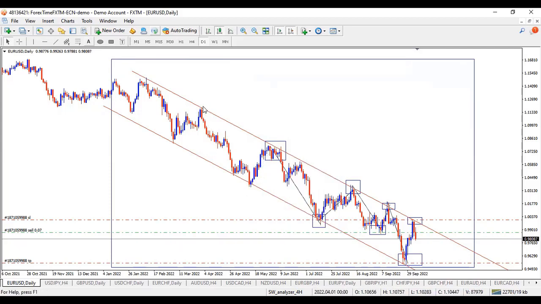So it's going to the channel resistance and coming to the channel support, going to the channel resistance and coming to the channel support. Until price actually breaks out of this channel, it is still in this channel, until we see it breaking out either to the lower side or to the upper side. But we can clearly see that it's been moving in this downward channel. Millie, is that clear?